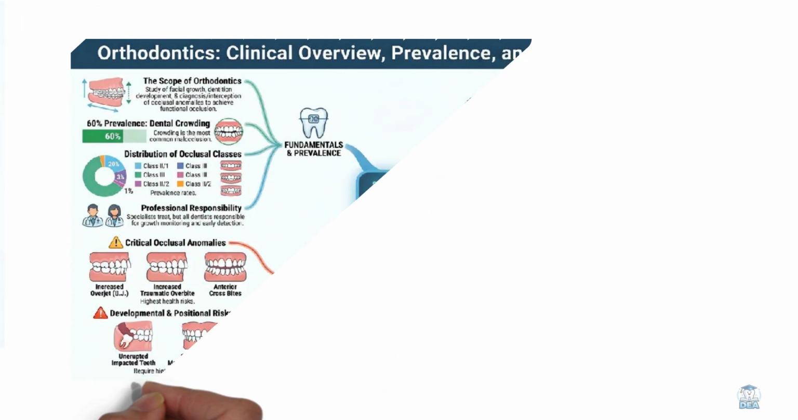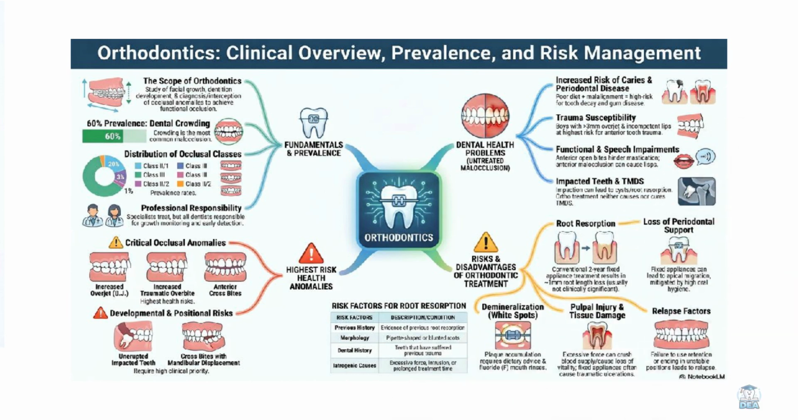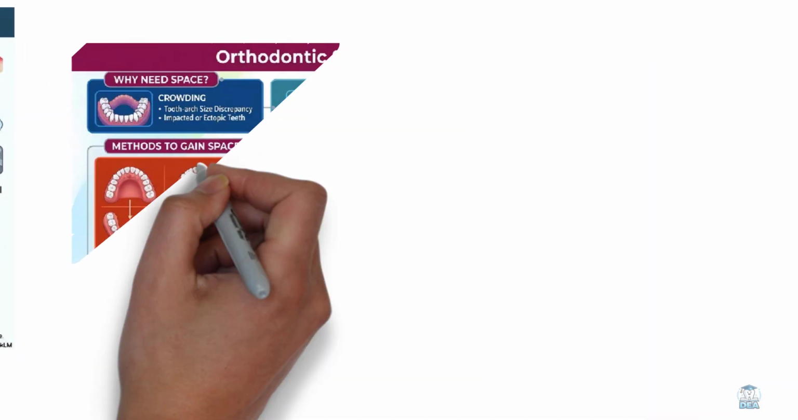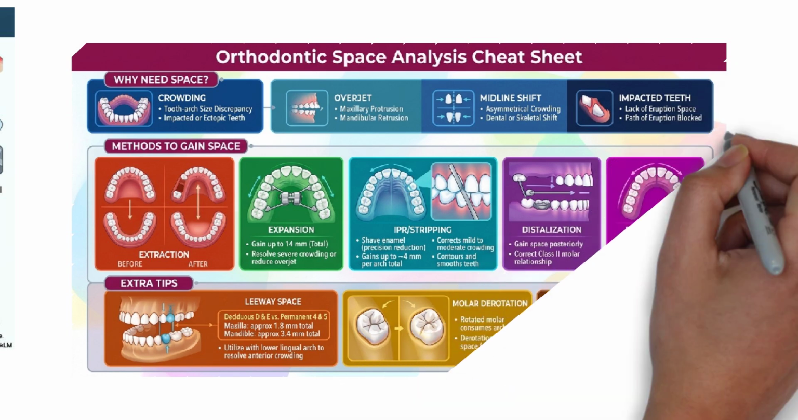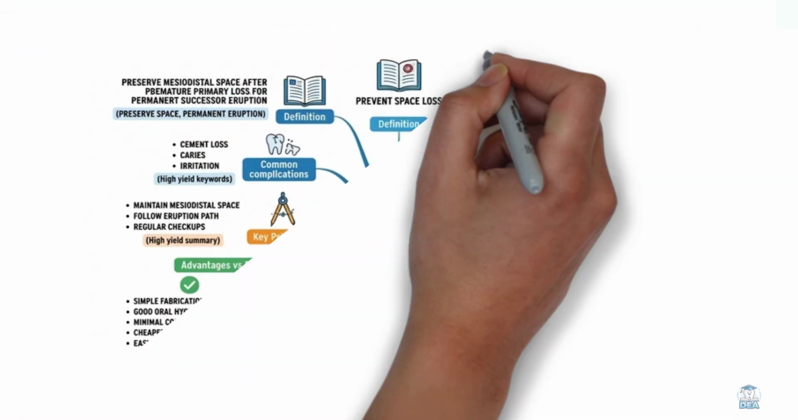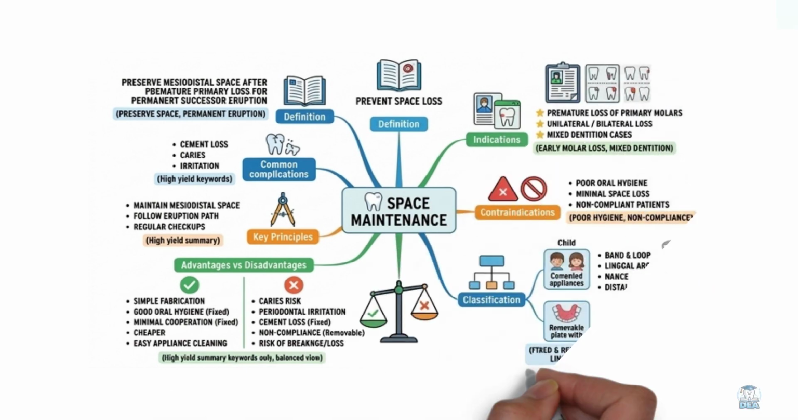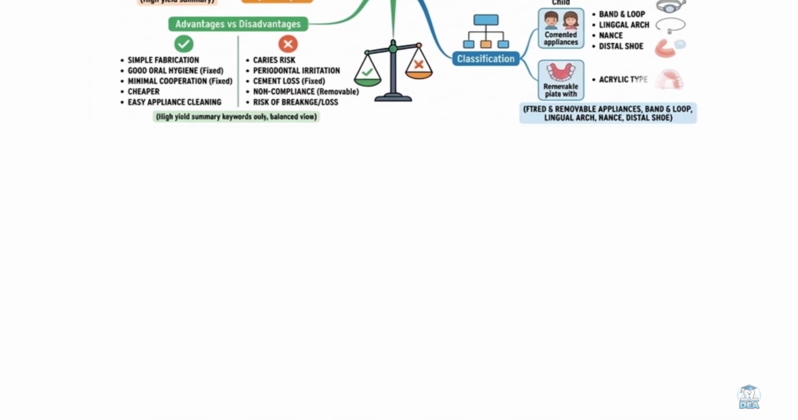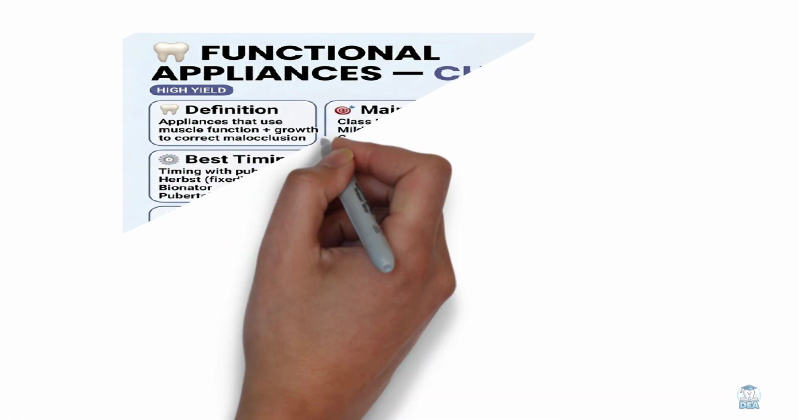First, understand timing and why treatment matters. Then classify the case. Is it dental or skeletal? And how severe? Then analyze cephalometrics: SNA, SNB, relationships, landmarks. Then check space. Is it enough or not? Do we extract or expand?